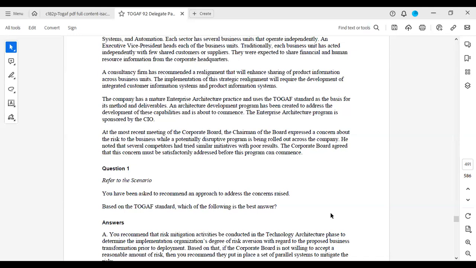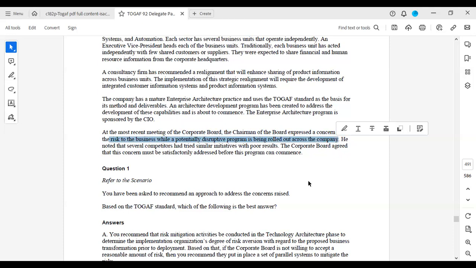Thank you. Now, if you look at the question, it says the chairman of the board expressed a concern about what? Chairman of the board means the governance board here. Can you see this on the screen? At the most recent meeting, the chairman of the board expressed concern about the risk of the business while the potentially disruptive program is being rolled out across the company.